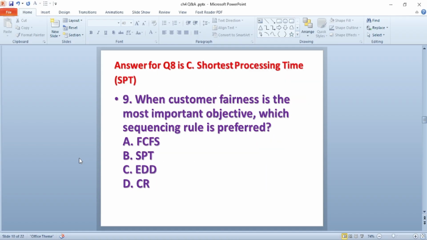Question number 9. When customer fairness is the most important objective, which sequence rule is preferred? A. First come first served. B. Shortest processing time. C. Earliest due date. D. Critical ratio. The answer for this question is A, first come first served.